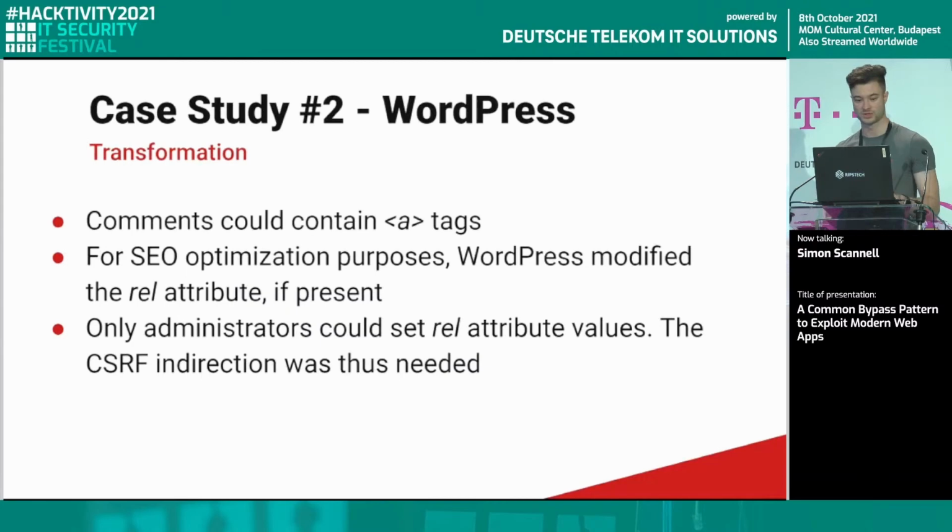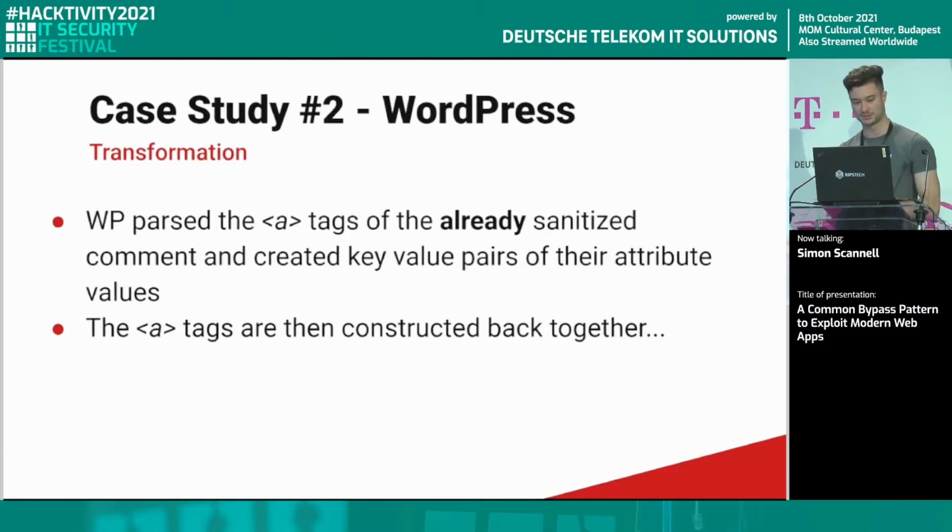So for SEO purposes, search engine optimization purposes, WordPress modified the rel attribute. It just basically tells the search engine how to handle this link. It's just making sure your A tags are friendly for search engines such as Google. And only an administrator could set this rel attribute in links, and that's why the CSRF interaction was needed. So we would create a comment via CSRF with this rel attribute, and why becomes relevant in just a second.